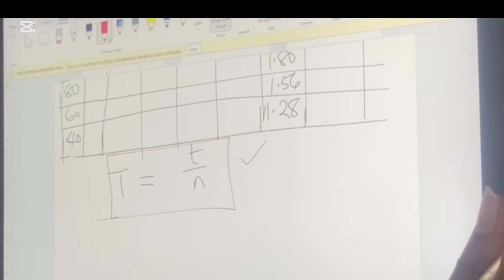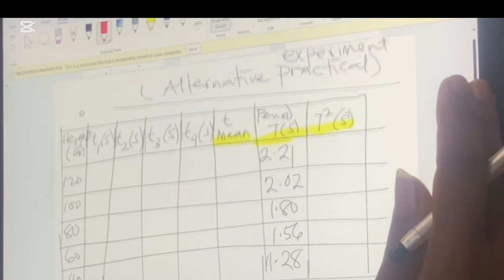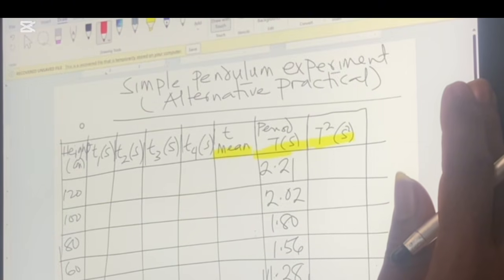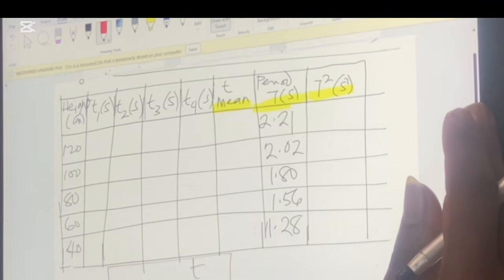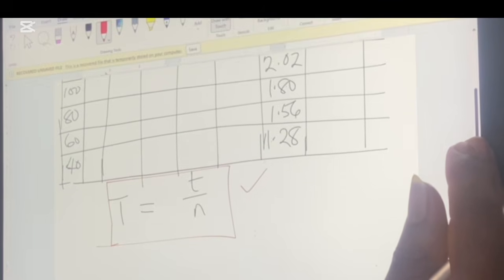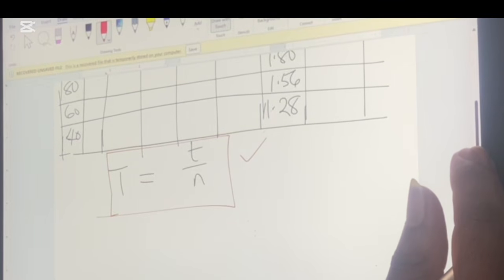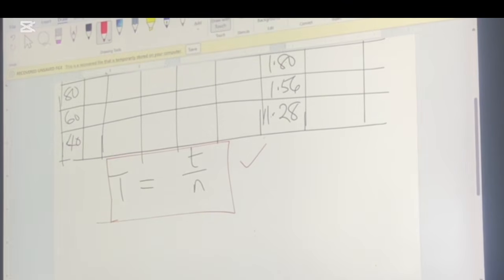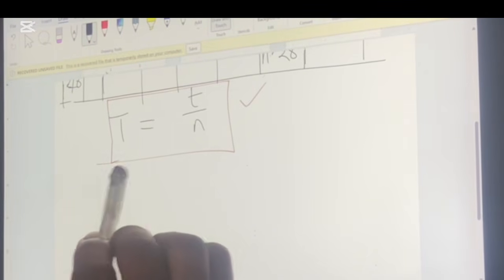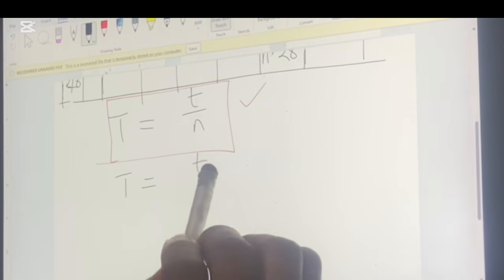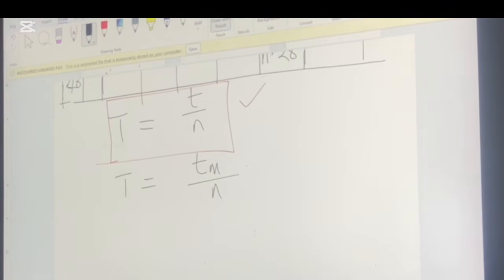But if you look into this table here, we have various values of time taken. We have t1, t2, t3, t4. Some might have t5. To summarize that, you call it t mean. T mean means the average of all the times. So using the formula here, period will be equal to t mean over n, that is number of oscillation.